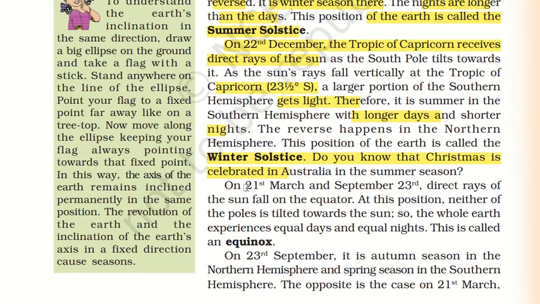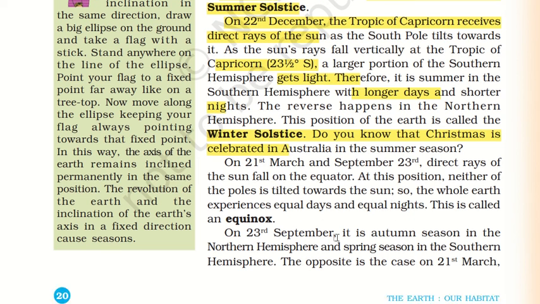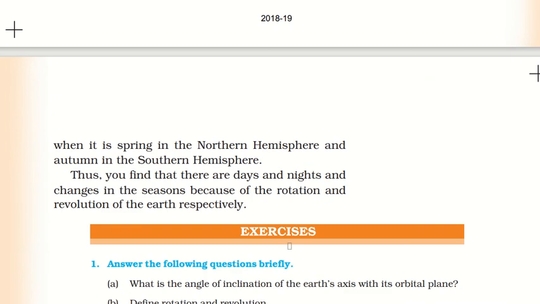And further, on 21st March and 23rd September, the direct rays of the sun fall on the equator at this position. Neither of the poles is tilted towards the sun, so the whole earth experiences equal days and equal nights. This is called the equinox. And further, there is nothing more to discuss as important from the perspective of exams.